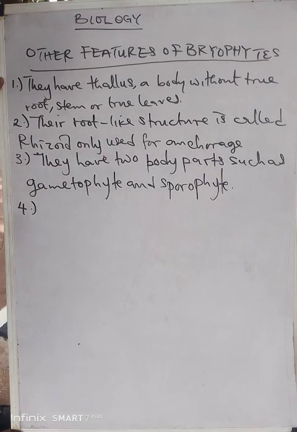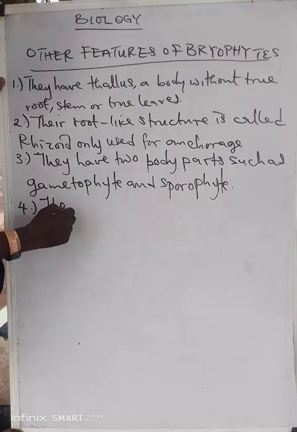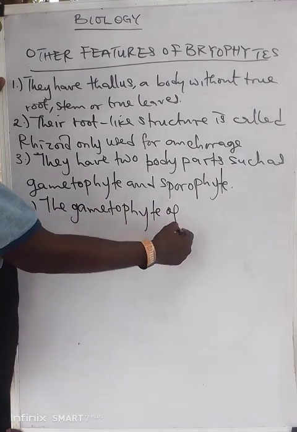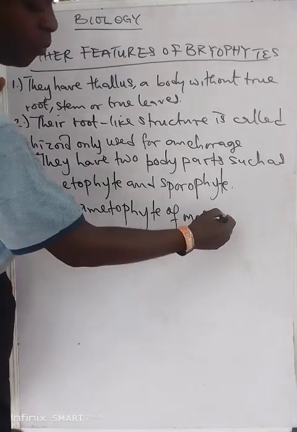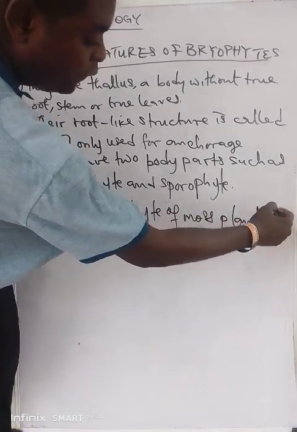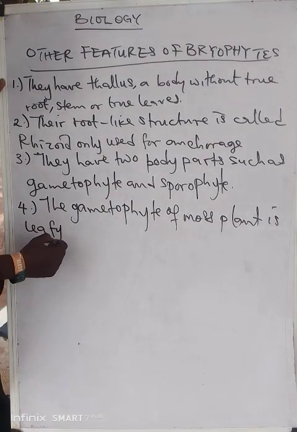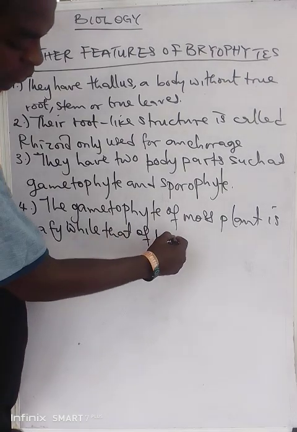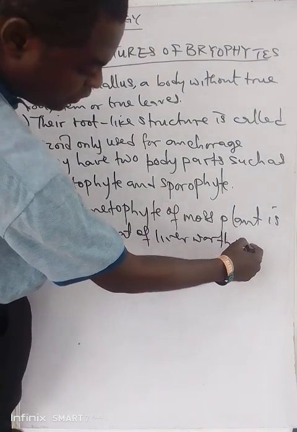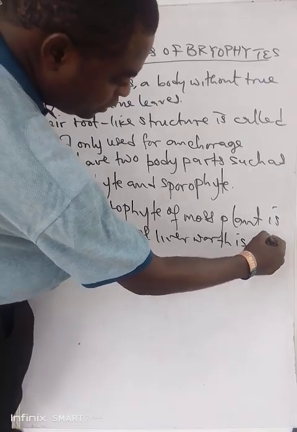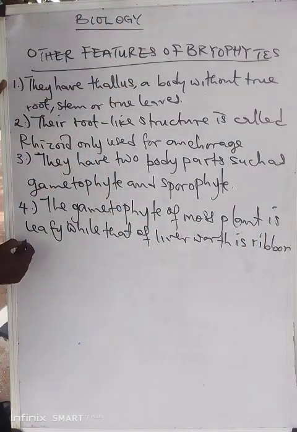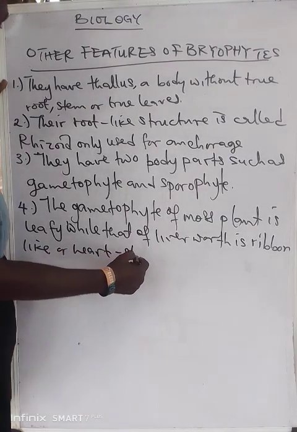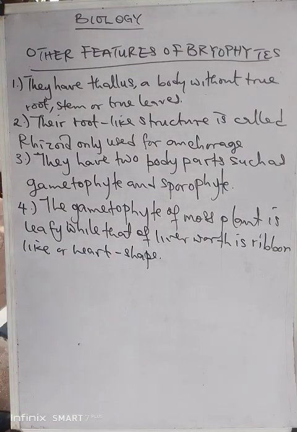Now, the gametophyte of most plants is leafy, it has leaves, while that of the liverwort is ribbon-like. It looks like a ribbon or a heart shape. I'm going to show you.